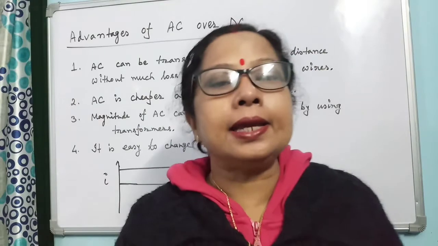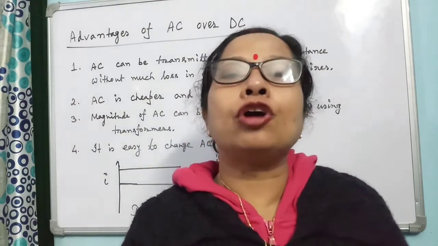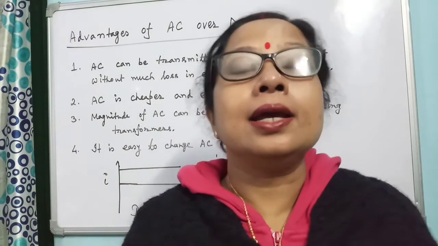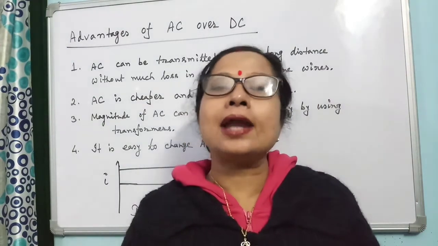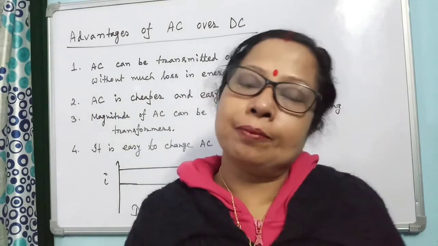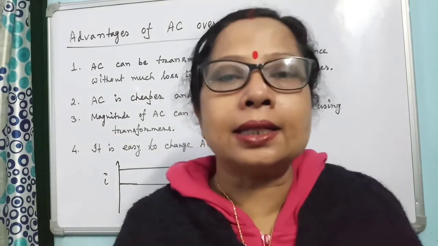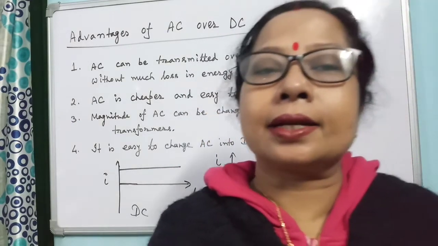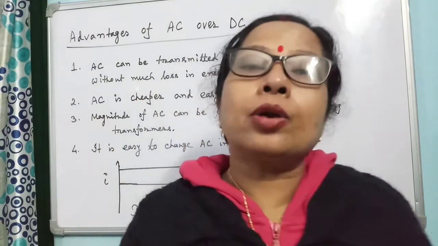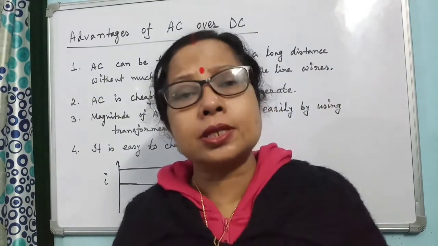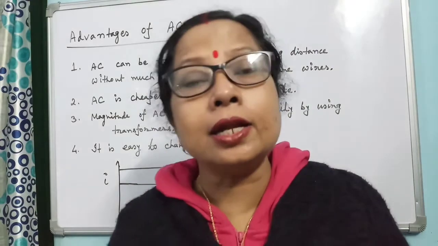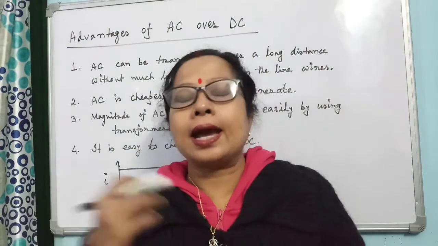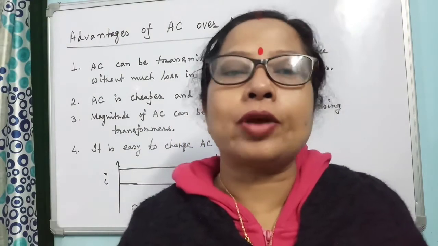Then the second point: in direct current, the direction of the current remains the same. But in alternating current, the direction of current changes at regular intervals of time. So these are the important points regarding alternating current and direct current. You must remember it. Now, the question arises: why in household circuits do we prefer to use alternating current? Because alternating current has certain advantages over direct current. What are the advantages? Just try to understand.